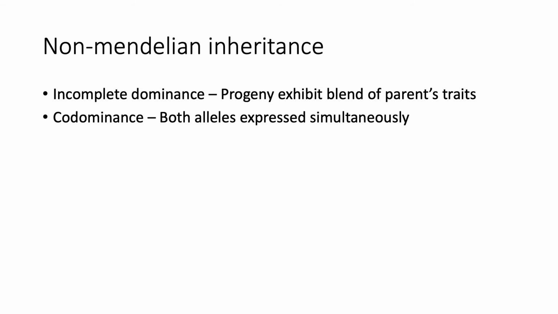Next, we have codominance, in which both alleles are expressed simultaneously. A great example of this is blood types. You can have one of four blood types, A, B, AB, or O. And if you are A or B, you can only accept the same blood type, or you can accept O. If you're O, you can only accept O blood type, and if you're AB, you can accept any type of blood type, but you can't give any blood. Therefore, O type is called the universal donor and AB the universal acceptor.